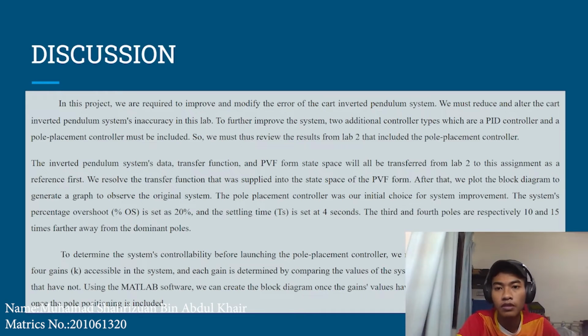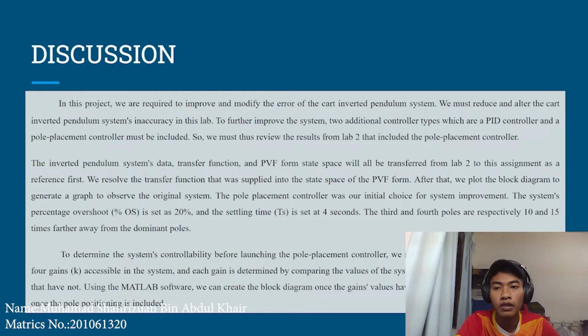In this project, we are required to improve and modify the error of the cart inverted pendulum system. We must reduce and alter the cart inverted pendulum system inaccuracy in this lab. To further improve the system, two additional controller types, which are a PID controller and a pole placement controller, must be included. So we must review the results from lab 2 that included the pole placement controller.